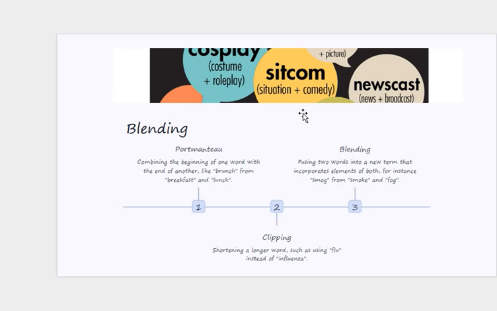Similarly, we have example here, brunch, breakfast and lunch. You can see cosplay, that is costume and role play, which would be called as cosplay. You would have heard terms like biopic, biography and picture. That becomes the biopic. So based on that, we have different types of blending.